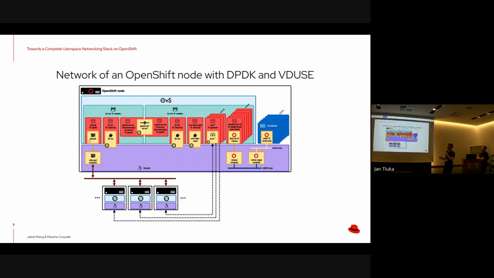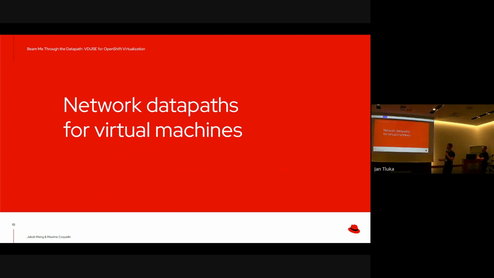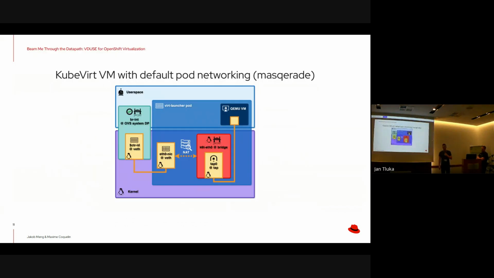Now, what did we change for virtual machines? We are going to focus on the right side here now. This is what you get if you set up a KubeVirt virtual machine with default pod networking in masquerade mode: a QEMU VM running in a virt-launcher pod that's connected through a tap device to a kernel bridge inside the virt-launcher pod. And then you have your eth0, a vETH device pair, and this is doing masquerading to let the VM communicate to the world.